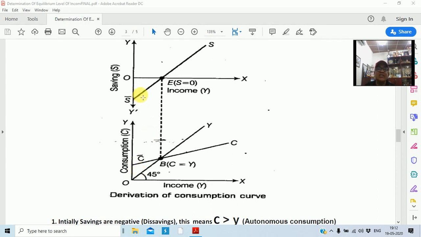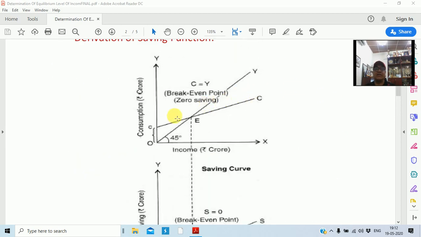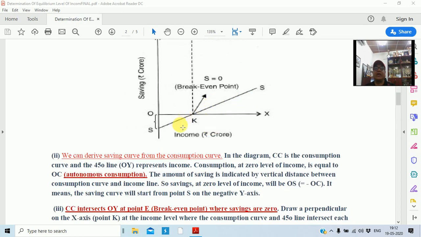And as negative savings are decreasing, that's why this consumption curve is coming closer to the income curve. And the point where your savings are 0 means consumption is equal to income. And afterwards, your savings are positive, and savings will be positive when consumption is less than income. So from this saving curve, you can derive the consumption curve, and just opposite, from the consumption curve we can derive the saving curve.